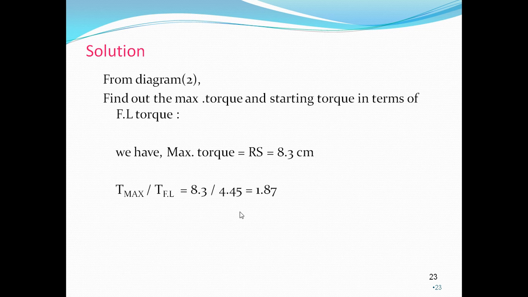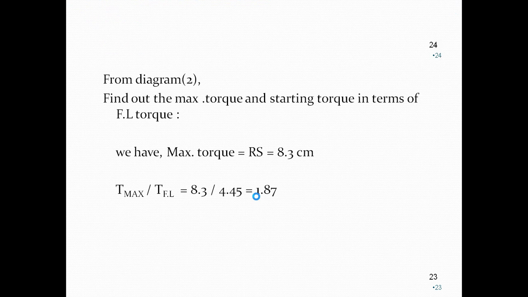So to get the maximum torque, measure RS, which is 8.3. To get the ratio of maximum torque to full load torque, you measure the maximum torque value, that is RS, and the full load torque value already calculated, that is 4.47. So 8.3 by 4.47 is equal to 1.87.